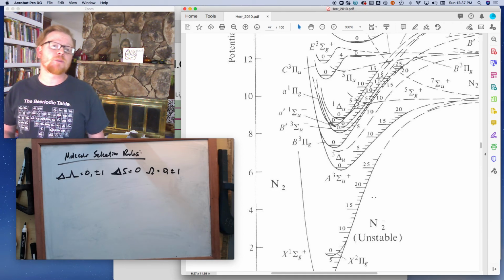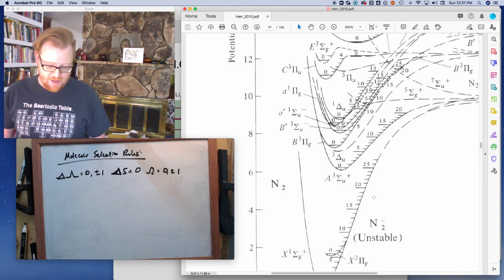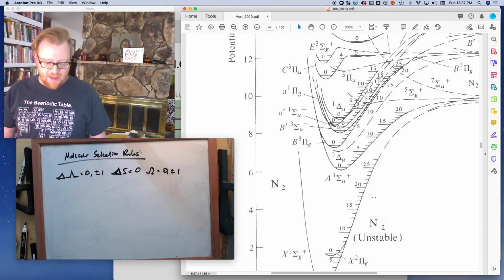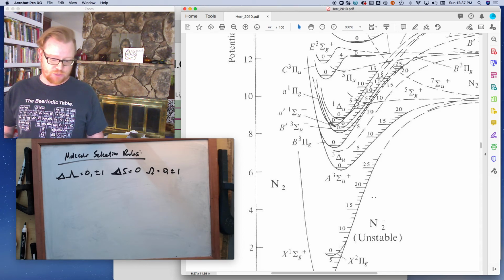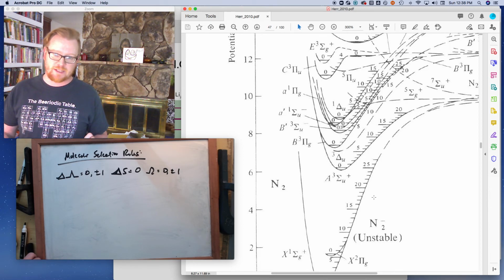And now what I want to say with molecular selection rules, unlike atomic selection rules, the selection rules in molecules can often be broken. And that's because if the center of symmetry is eliminated by an asymmetrical vibration, you can accommodate some of these angular momentum restrictions. And so what that means is forbidden transitions are often observed in molecular spectroscopy. They're just very, very low intensity.